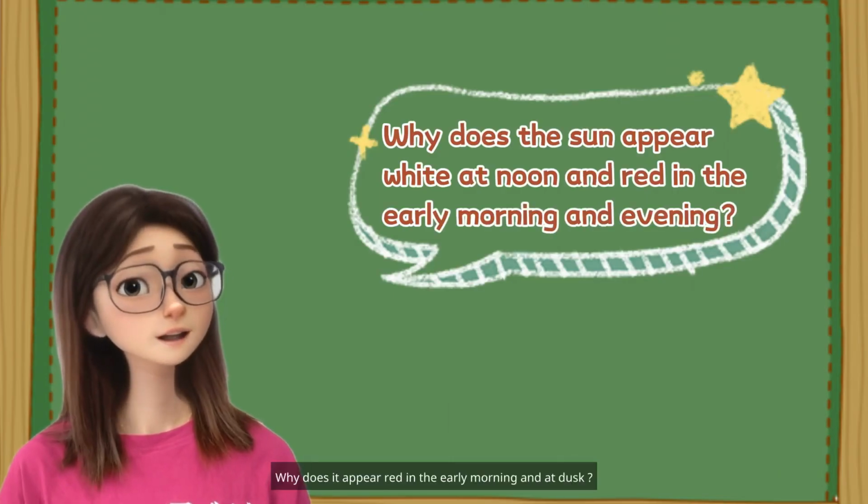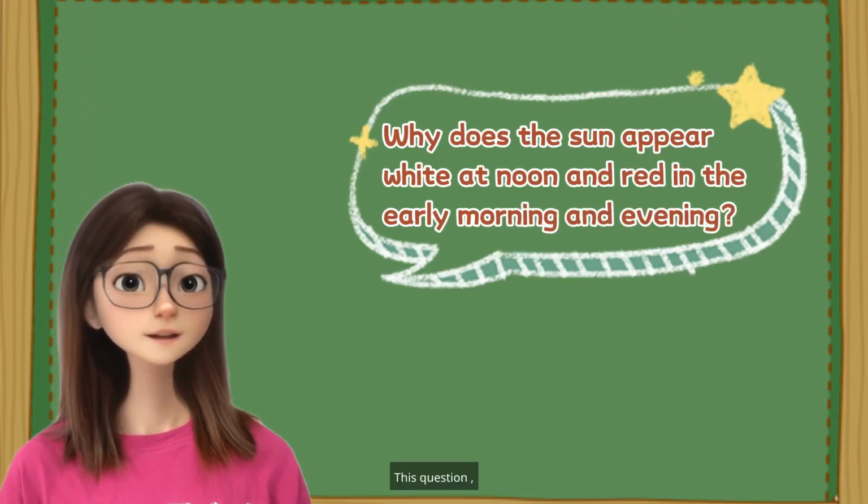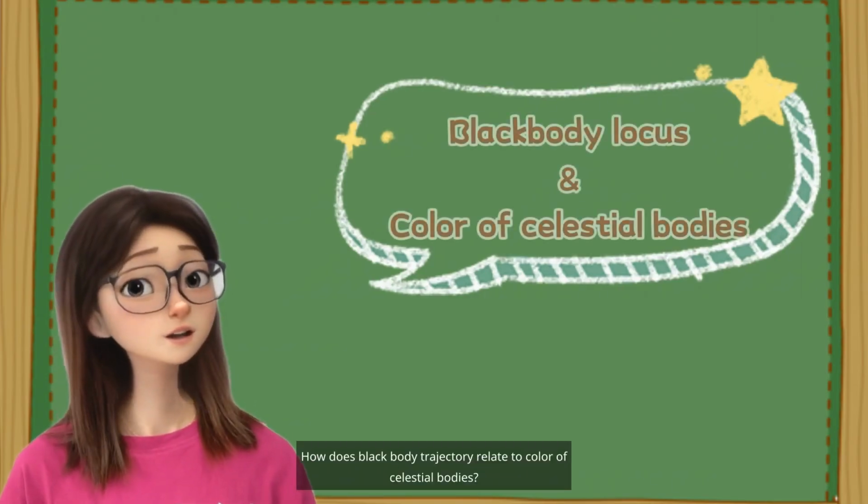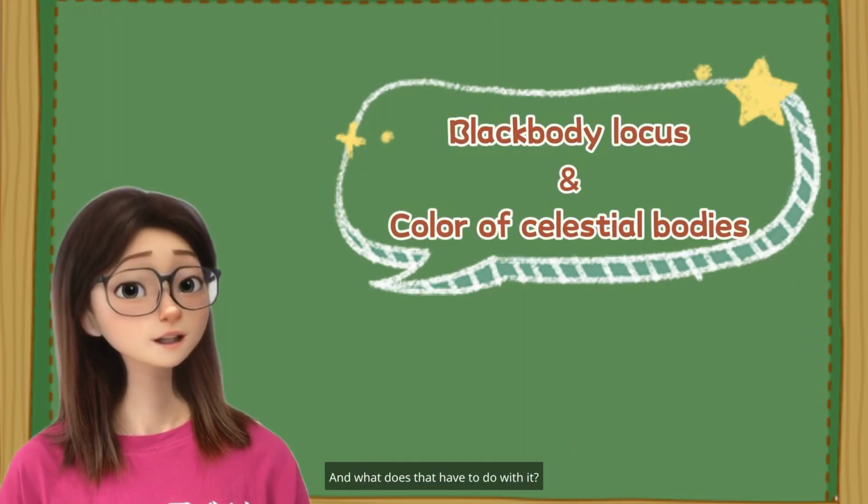So why does the sun appear white at noon? Why does it appear red in the early morning and at dusk? This question is your homework, my dear friends. How does the blackbody trajectory relate to the color of celestial bodies, and what does that have to do with it?